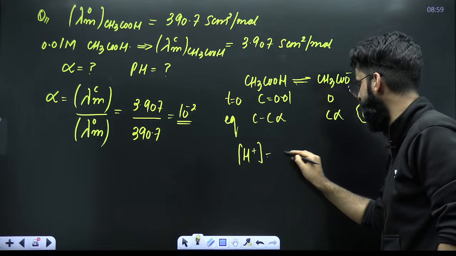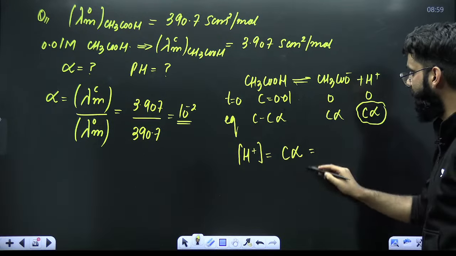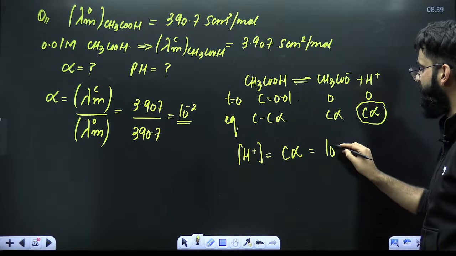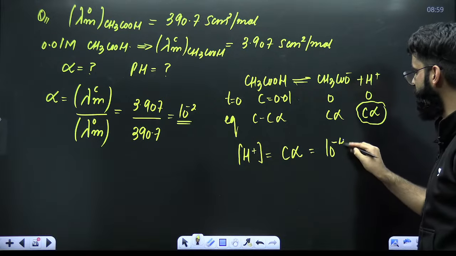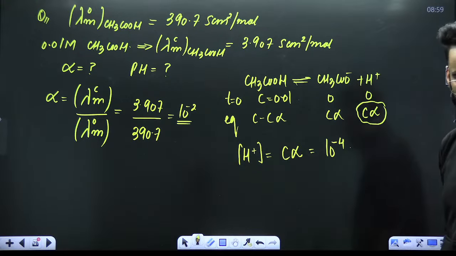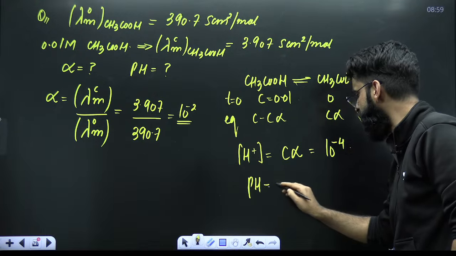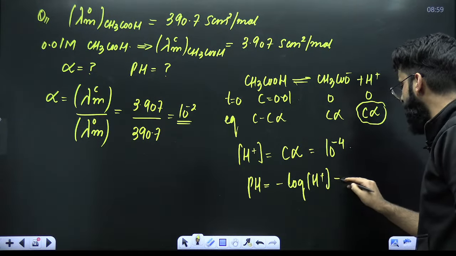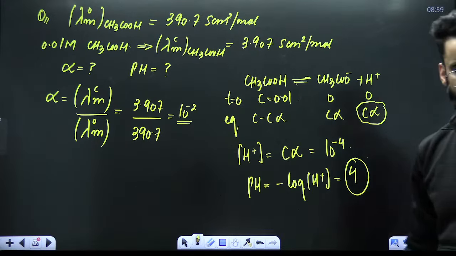If I ask you about the concentration of H positive here, the concentration of H positive in the solution will be C alpha. C value you already know, that is 0.01. Alpha value you got, that is 10 raised to the power minus 2. So the H positive concentration is 10 raised to the power minus 4. If you got the H positive concentration, can't you calculate pH? pH is minus log of H positive concentration, so it is minus log of 10 raised to the power minus 4. So the pH of the final solution comes out to be 4.